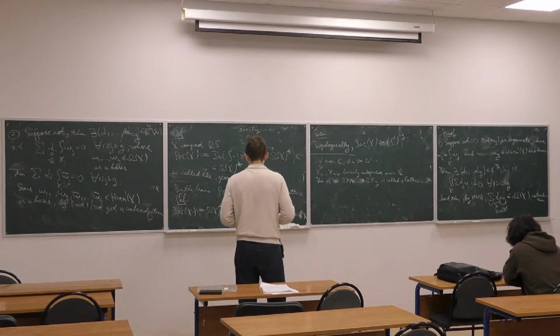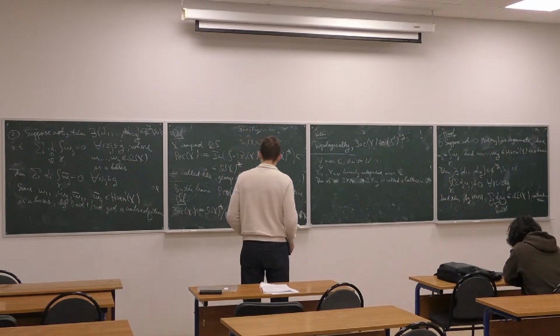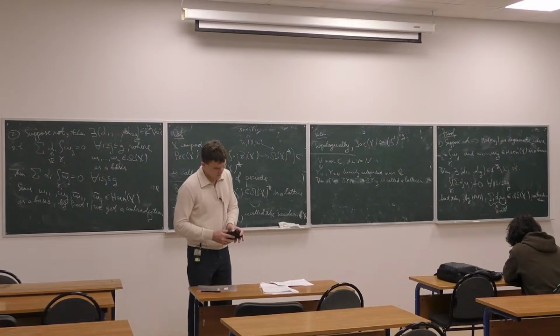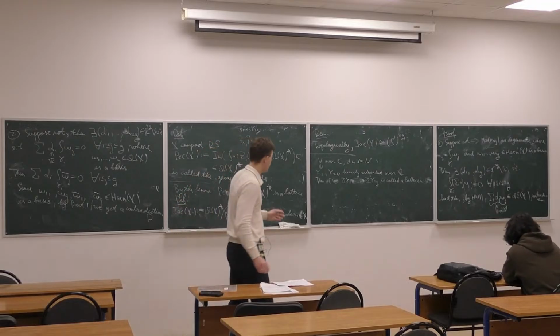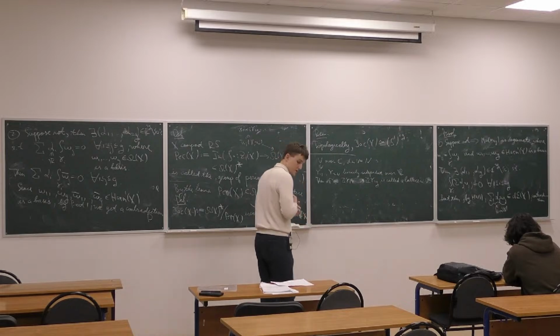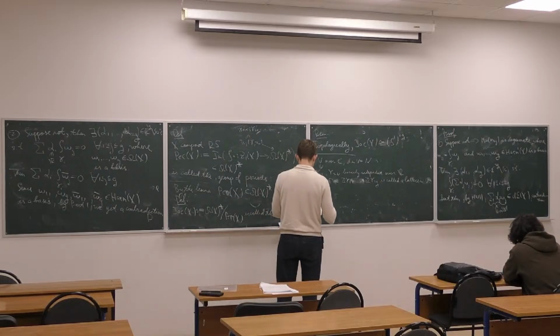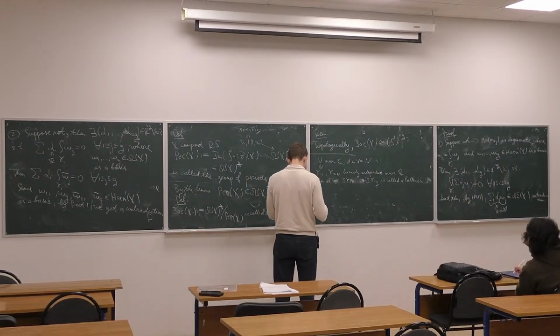So we have these definitions, and we have the Jacobian. Then how to reformulate now Abel's theorem.